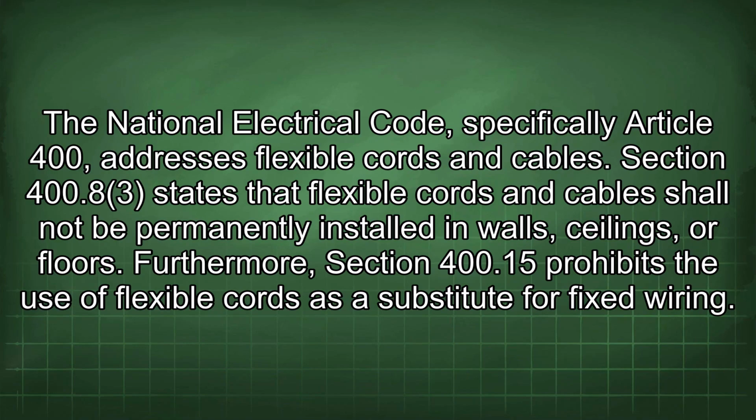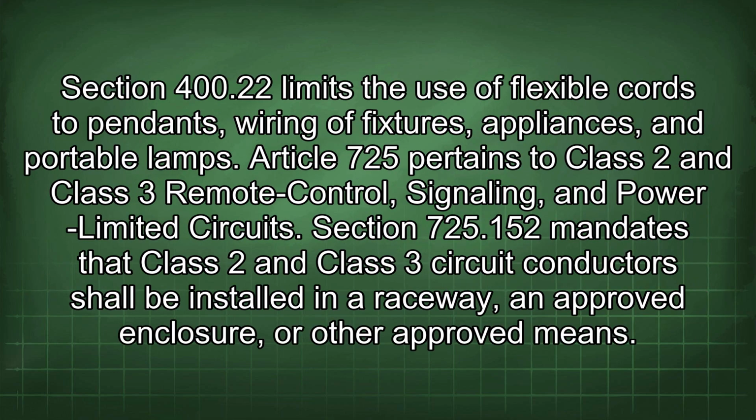The National Electrical Code, specifically Article 400, addresses flexible cords and cables. Section 400.83 states that flexible cords and cables shall not be permanently installed in walls, ceilings, or floors. Furthermore, Section 400.15 prohibits the use of flexible cords as a substitute for fixed wiring. Section 400.22 limits the use of flexible cords to pendants, wiring of fixtures, appliances, and portable lamps.